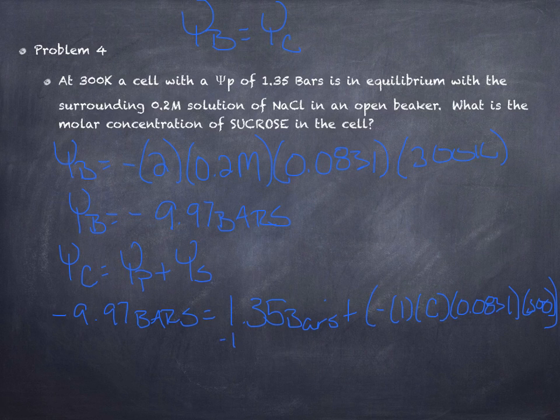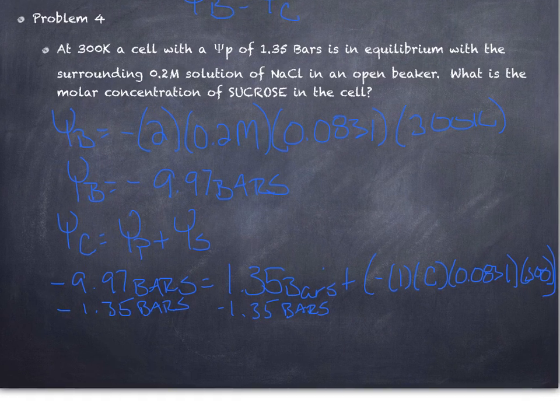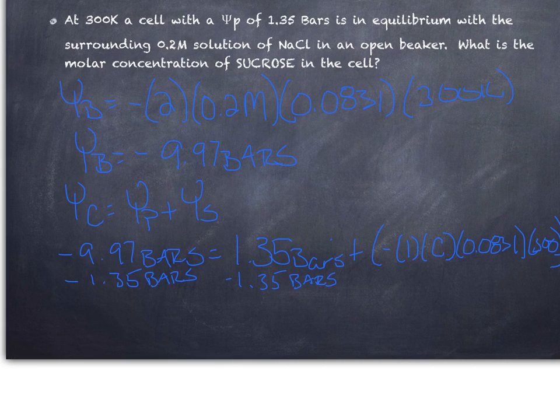we want to subtract the 1.35 bars from both sides. Okay, so 1.35 bars. All right, and then I'm going to move this up a little because I'm running out of room. Leave that like that. Okay, so then we get this value here, which is negative 11.32 bars. Okay, equal to, and then when we combine these values over here, we could say C times negative 24.93.